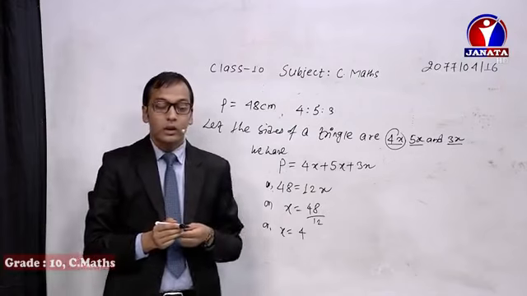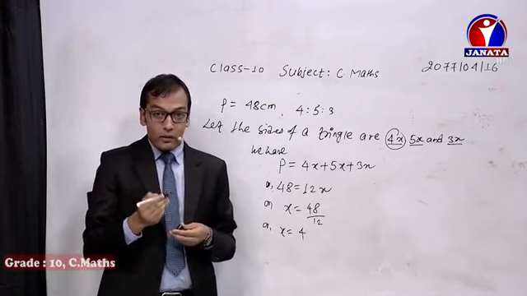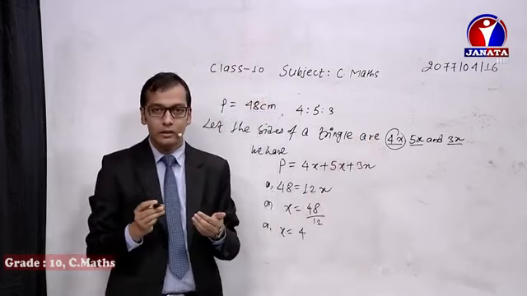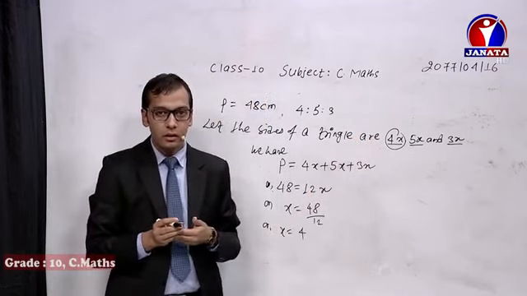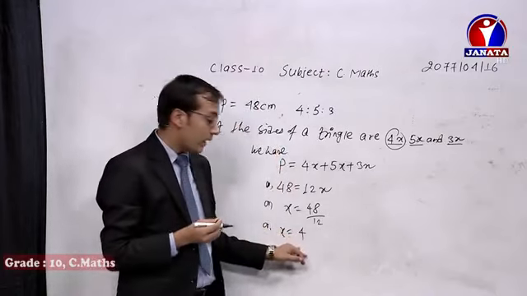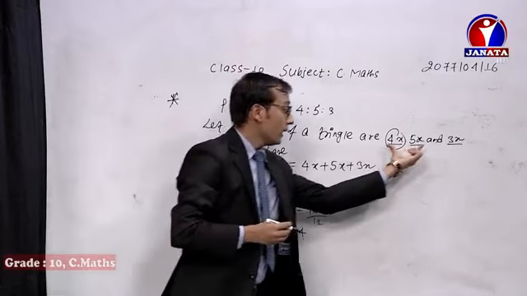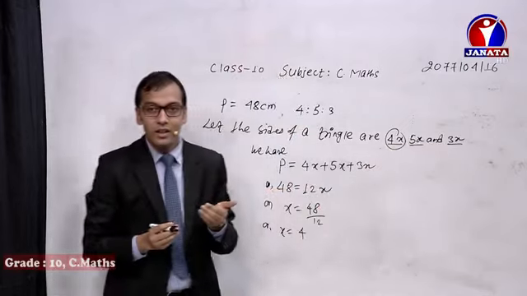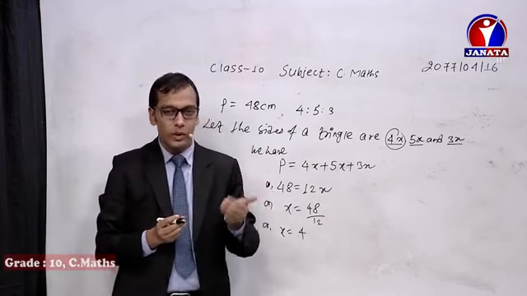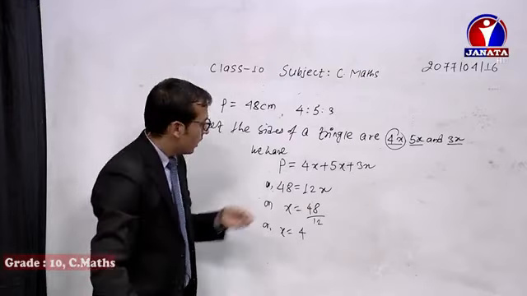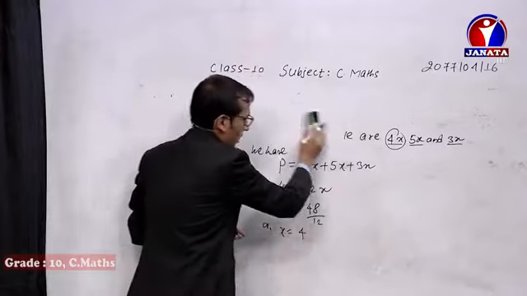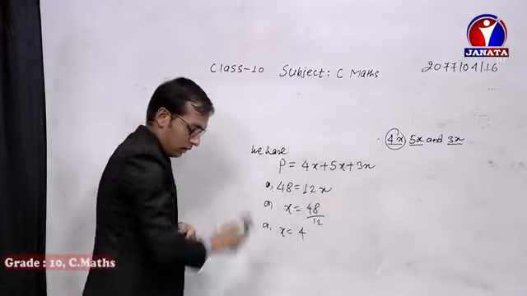X is 4. So after knowing the value of x, now we can find the different sides of this triangle. For that, we need to substitute the value of x equal to 4 in the three different sides, and we can denote these three different sides by A, B, and C. So let's do that. I'm writing on the top, what are the three sides of a triangle?